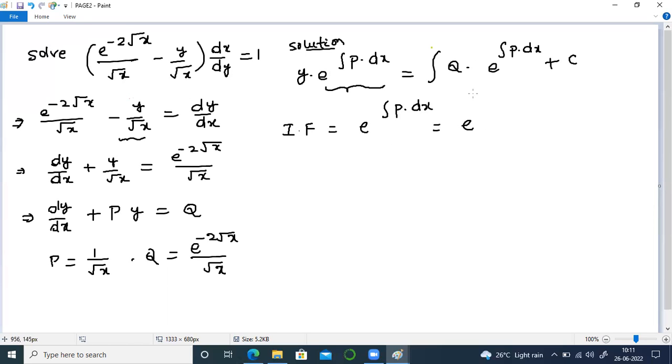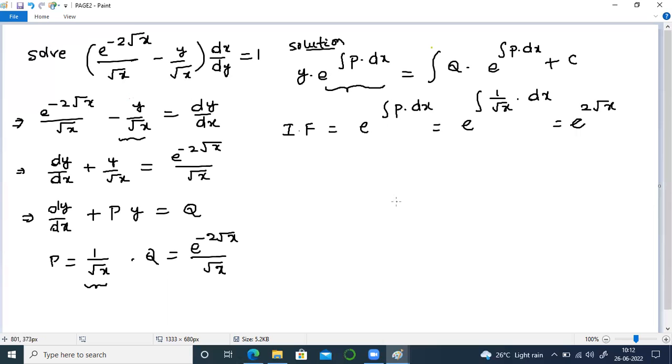e power integration of p, what is p? Here it is, 1 over root x dx. So e power integration of 1 over root x. What is the integration? Generally, this is a formula like x power n. The integration of x power n is x power n plus 1 over n plus 1. If you do that, you will get 2 root x. That's it, the integrating factor is done.